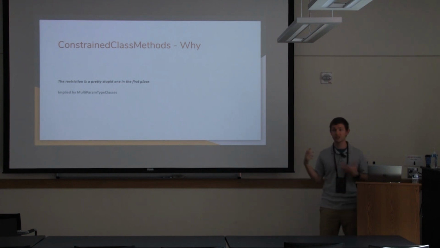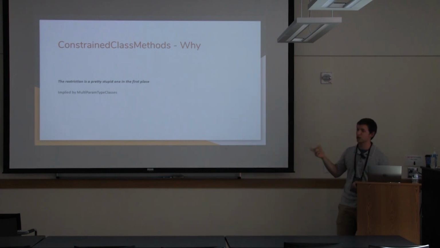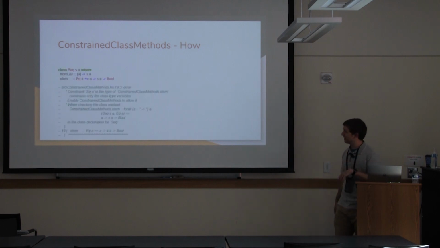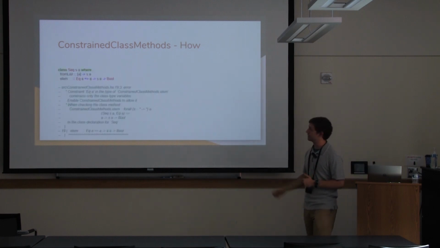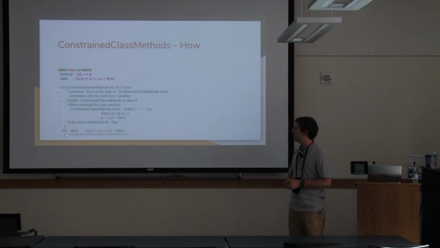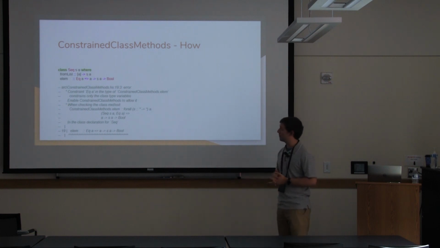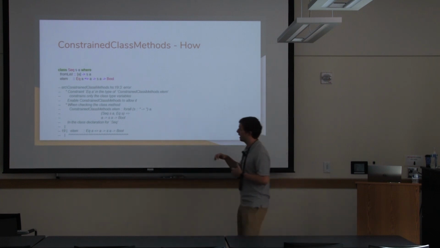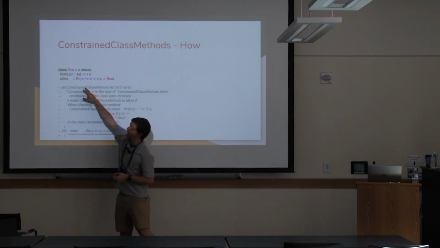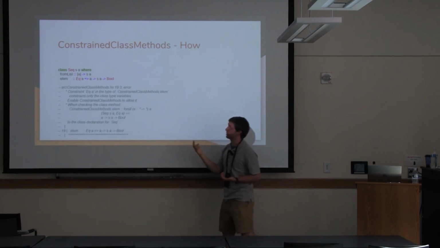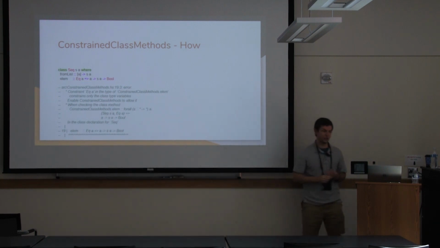Most people don't know this extension exists because if you turn on multi-parameter type class, it also turns on this extension. But if you want to see an example of what it would look like without that, let's say, pretend for a minute that was not a multi-parameter type class, but this is just a simple example to kind of bring it in. A class for sequences, and then I want to constrain that everything I'm going to put into my sequence has an equality instance. You can't do that without the constraint class methods in base Haskell.